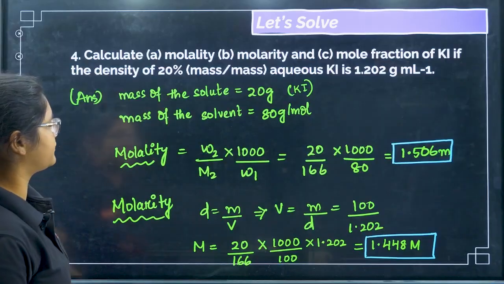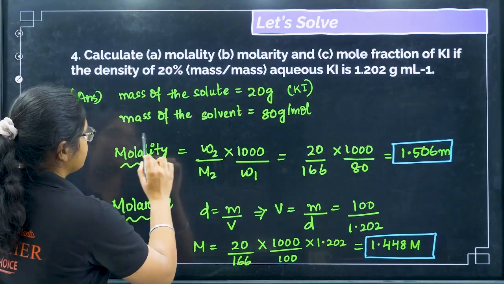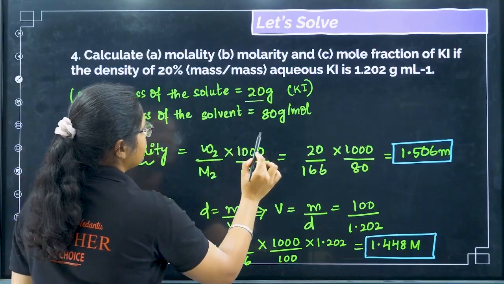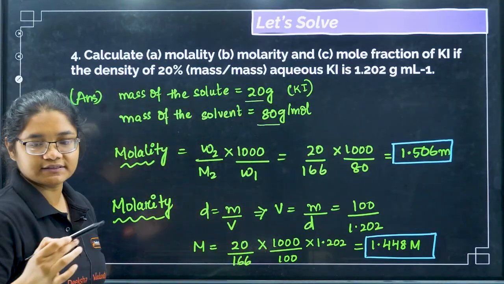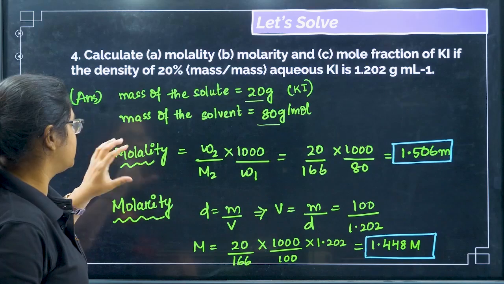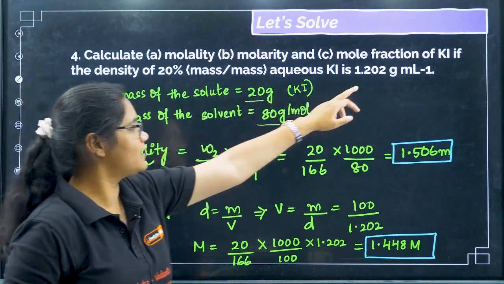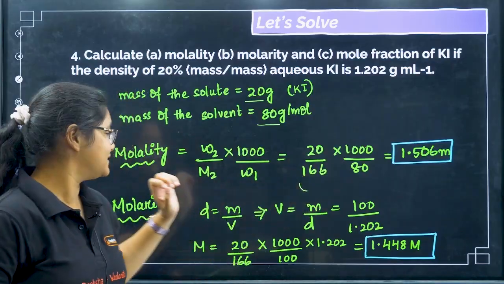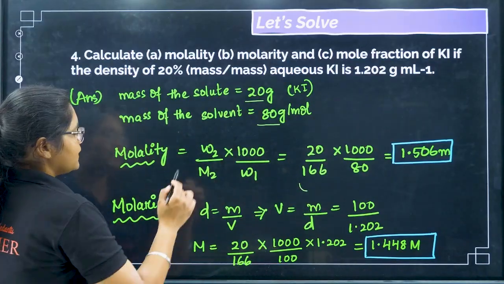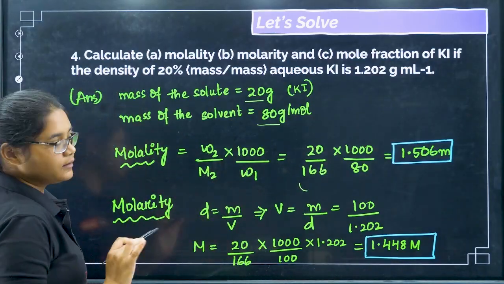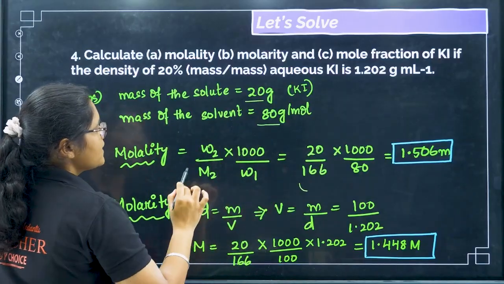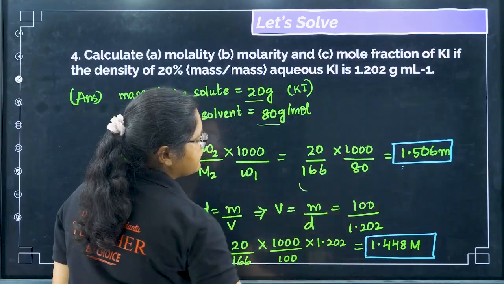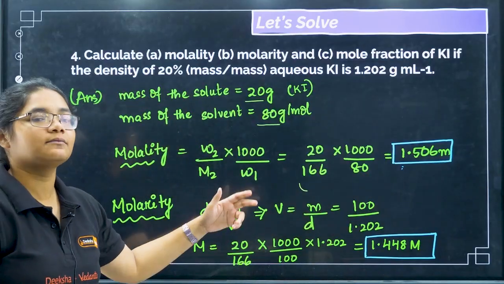So you can see the first question, we have to calculate molality. The mass of the solute is 20 gram and the mass of the solvent is 80 gram because percentage is given. One more thing I want to tell is that the molar mass of KI is 166. Now W2 by M2 into 1000 by W1, where W2 is 20 grams, M2 is 166, and W1 is 80 grams. That will give you 1.506 molal.